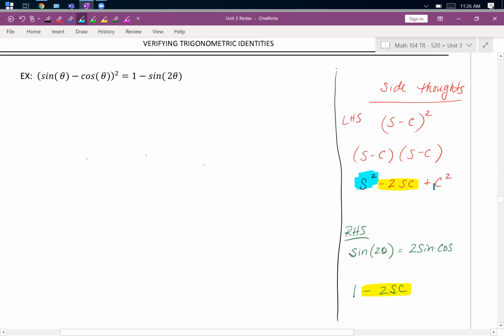Is there any way that sine squared plus cosine squared can turn into 1? That's one of the identities. That's our Pythagorean identity. So I feel like I kind of have a plan. I mean, do you guys see the plan? We can start with the left-hand side, write it twice, FOIL it out. Then we can substitute 1 in for sine squared plus cosine squared, and sine of 2 theta in for the 2 sine cosine, and we'll have ourselves a proof.